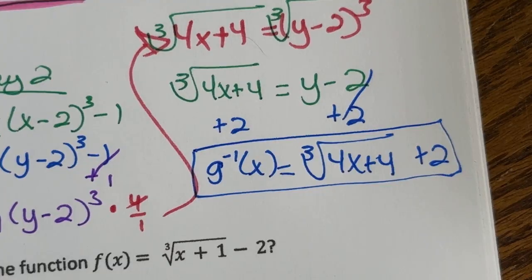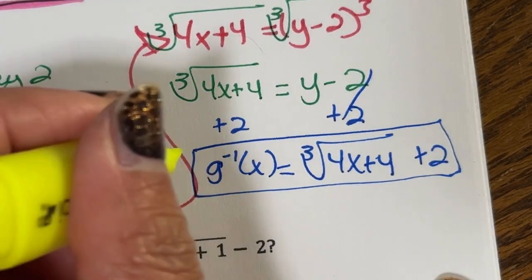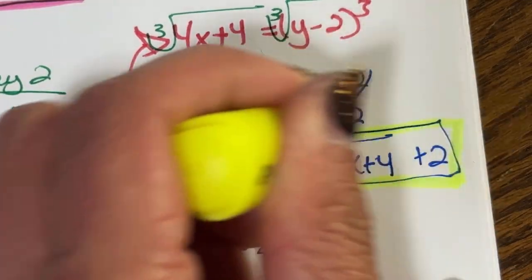So we cannot use a shortcut if there is a vertical stretch or shrink out front of the function. You have to do it the regular way.